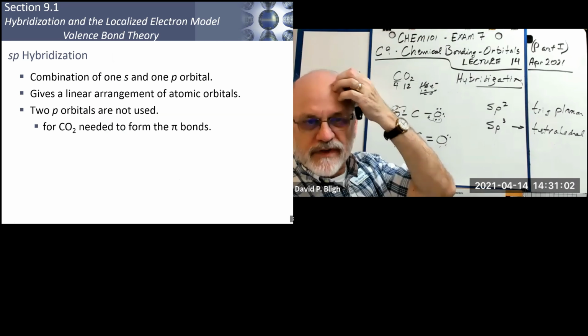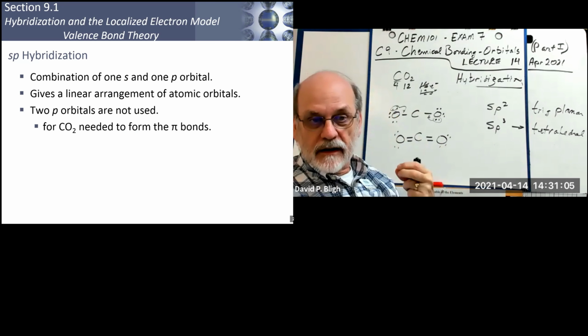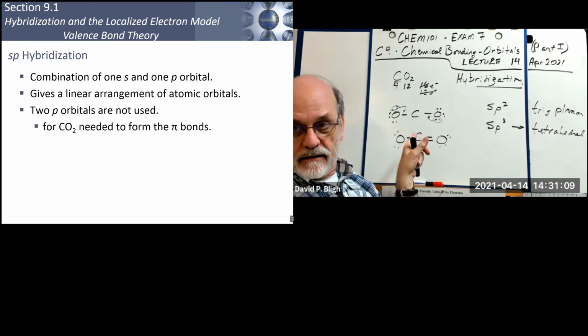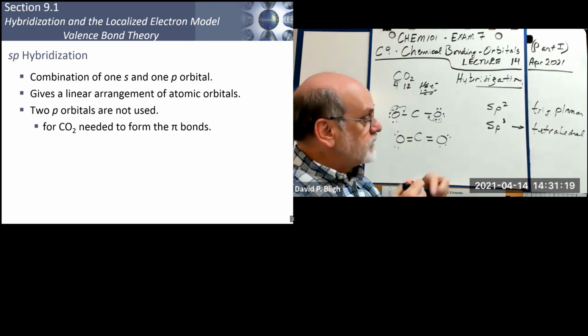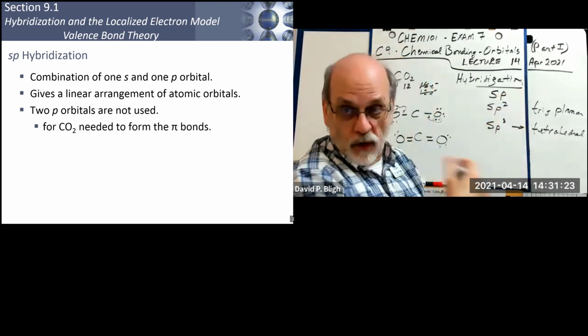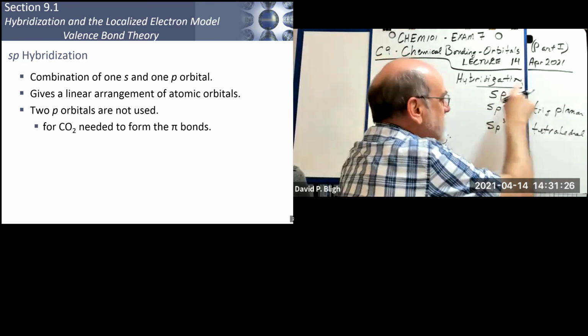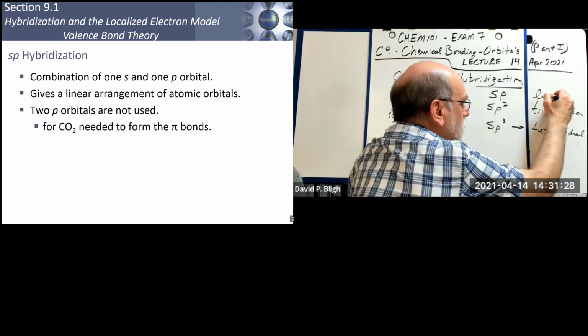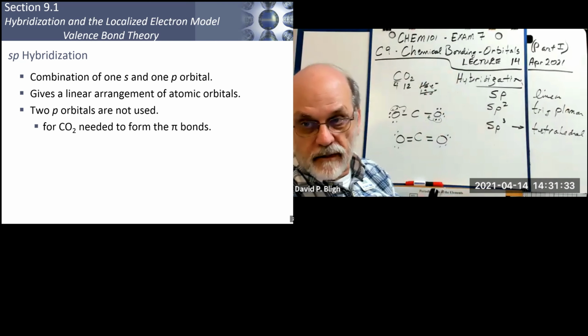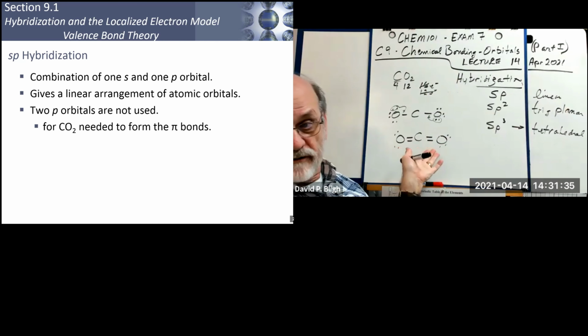Okay, so now what do we do with that? Well, with this carbon, how many equivalent orbitals do you need? Well, you only need 1 for this side and 1 for that side. You only need 2 orbitals. So we only need to hybridize 1 s and 1 p. And an sp hybrid always gives you a linear electronic configuration. In this case, it's also the molecular configuration.